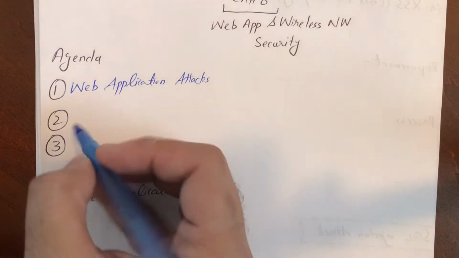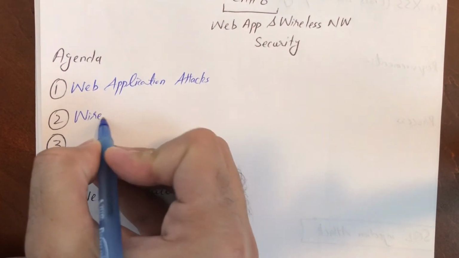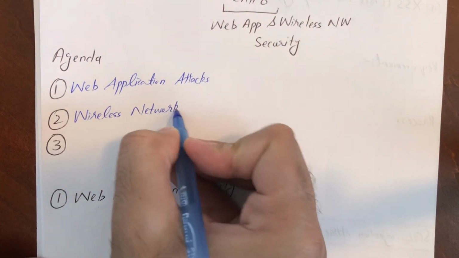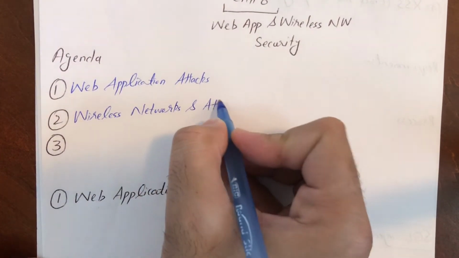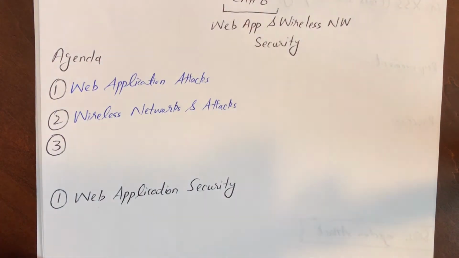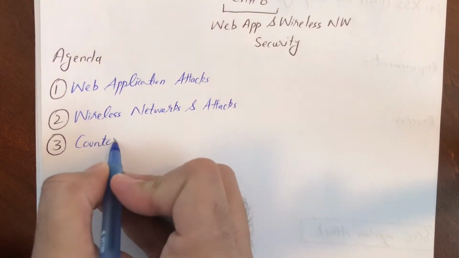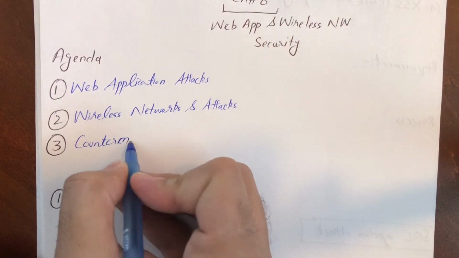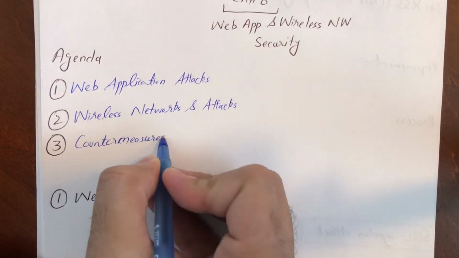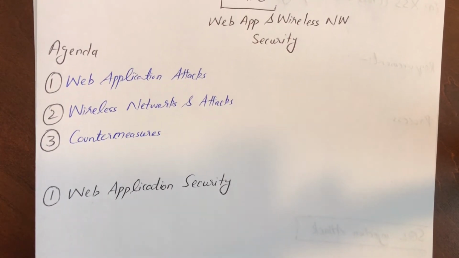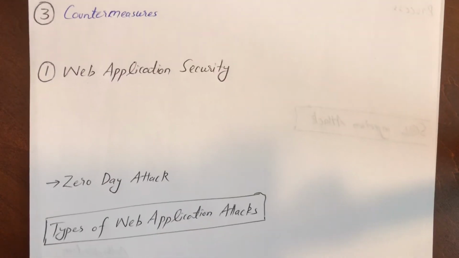The second agenda item is we'll talk about some wireless networks and some security attacks on wireless networks. Third is we'll discuss some countermeasures. Countermeasure means how we can actually avoid web application attacks and how we can avoid the wireless network attacks. So let's start with the first agenda item.